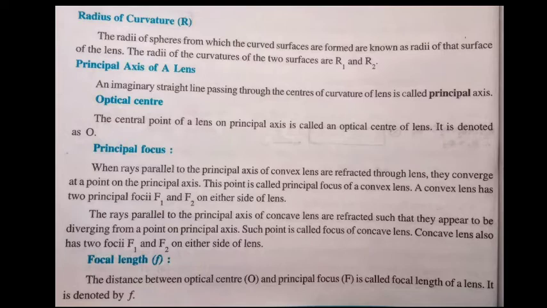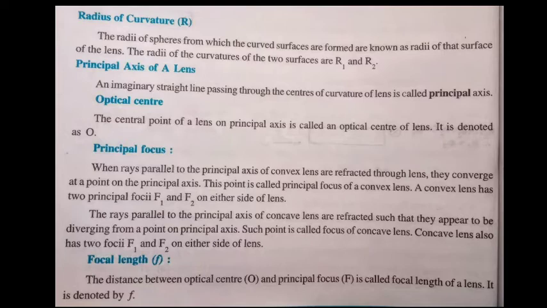Focal length, small f. The distance between the optical center and the principal focus is called the focal length of a lens. It is denoted by small f. So here the distance OF, capital O, capital F, that is the focal length, small f, and the distance OC is given by the radius of curvature. So the radius of curvature is taken as a capital R.